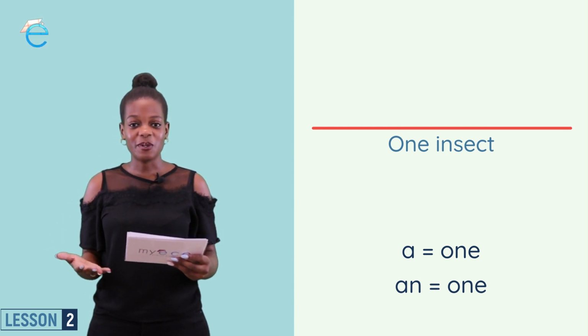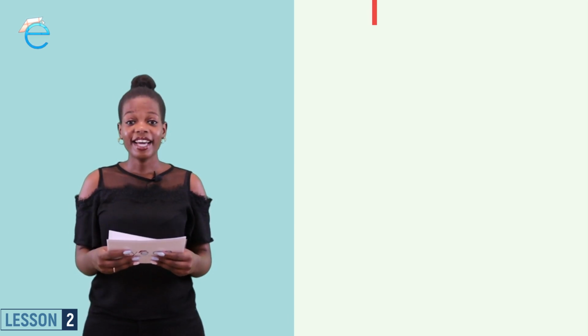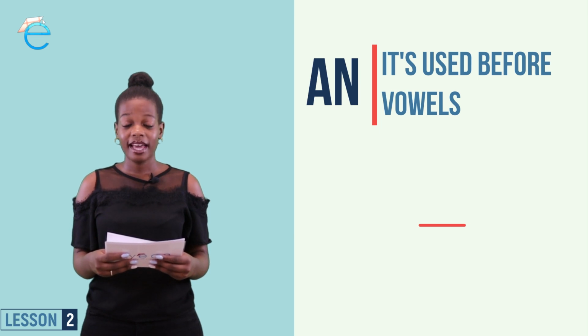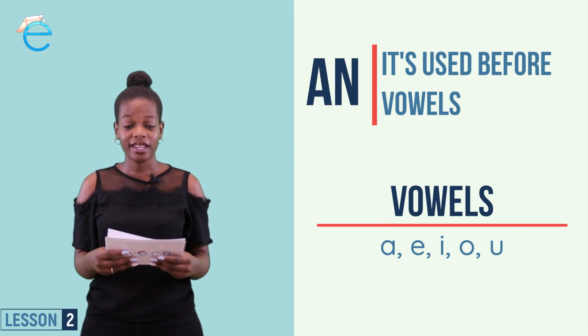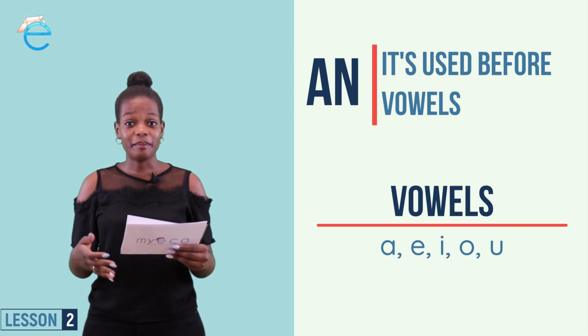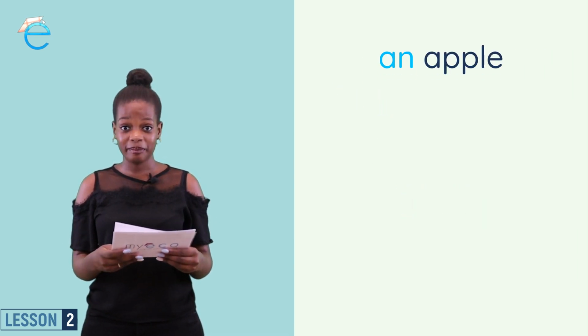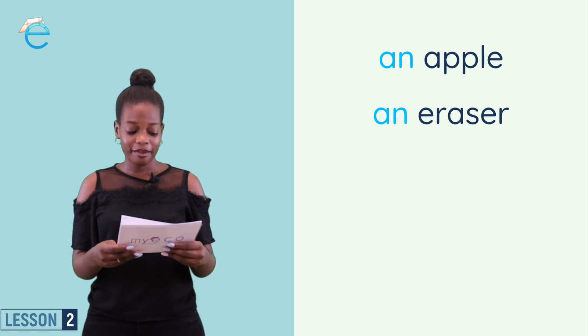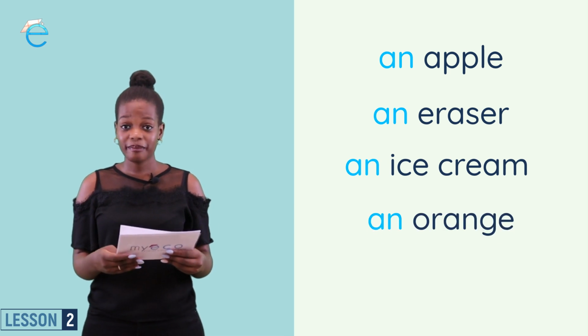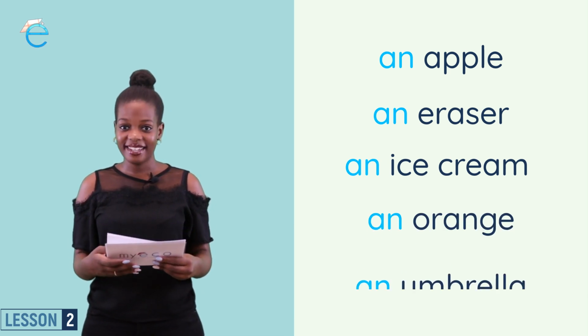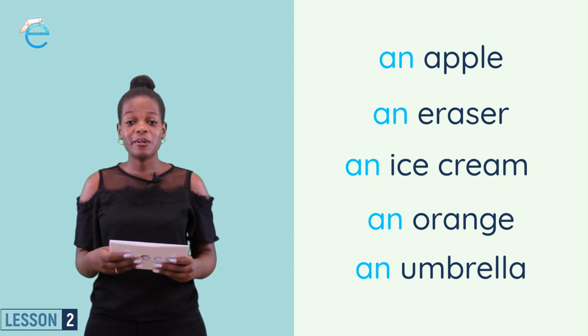How do we know when to use them differently? I use one for vowels and one for consonants. Let's have a look. I use an before vowels. Vowels are A, E, I, O, U. So that means I'm using an before A, an apple, E, an eraser, I, an ice cream, O, an orange, U, an umbrella. Then that means I'm using a before consonants.